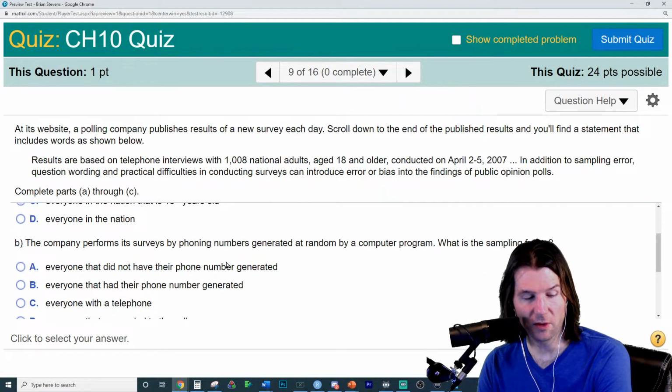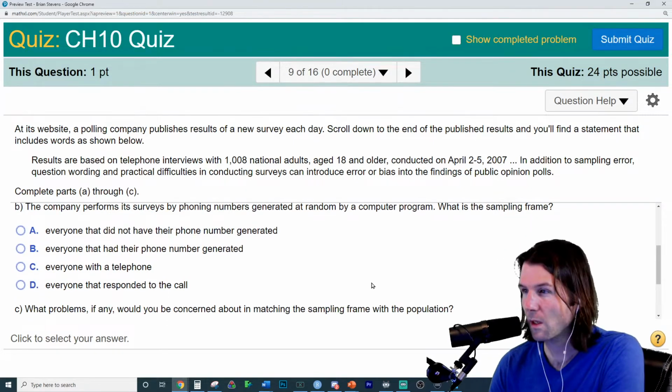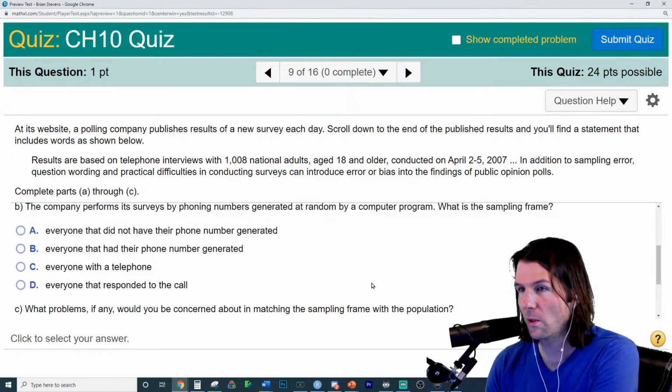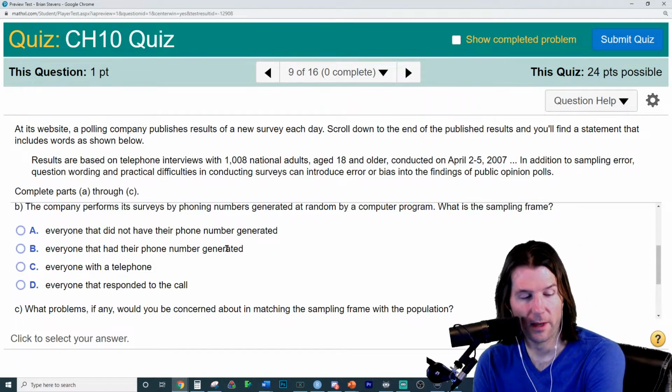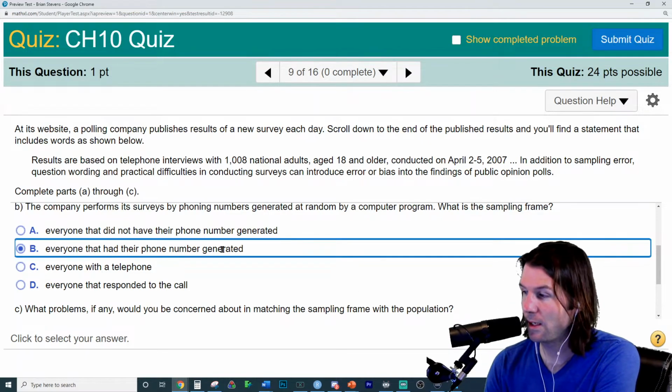The company performs a survey by phoning numbers generated at random by a computer program. What is the sample frame? I've got to be careful on this one. This is everyone they could have technically talked to. This is where people, I think, often make a mistake. Everyone that had their phone number generated are the people.